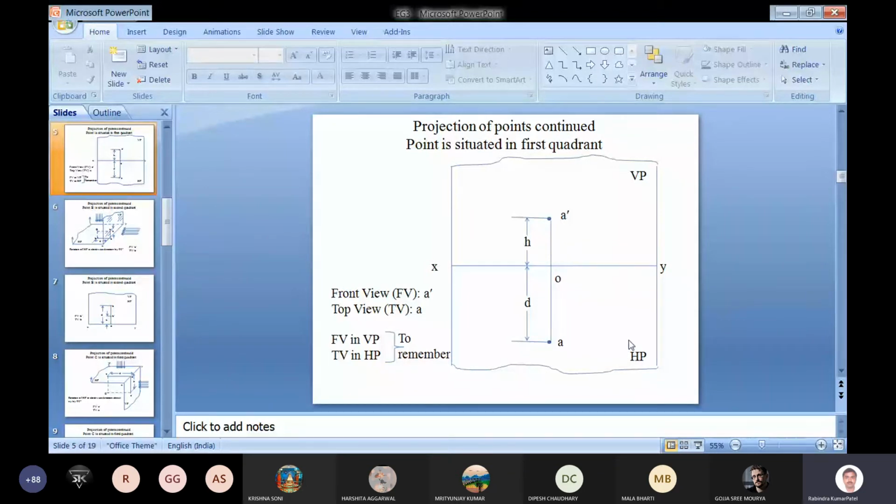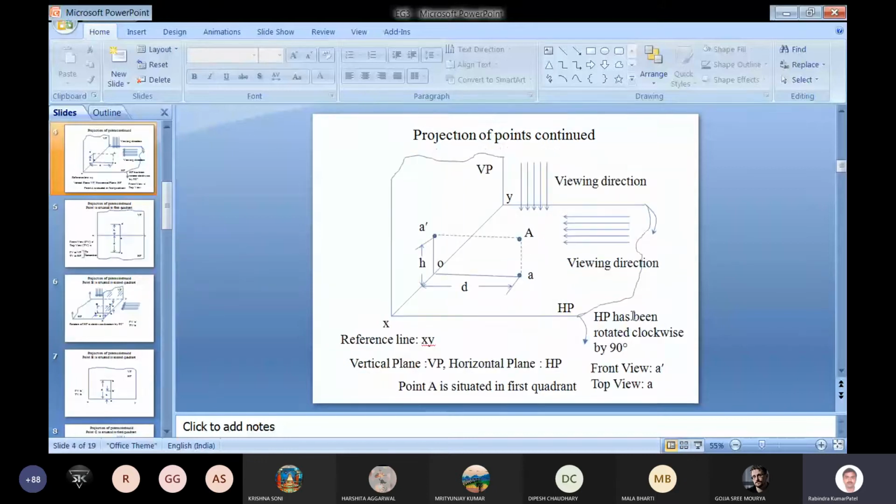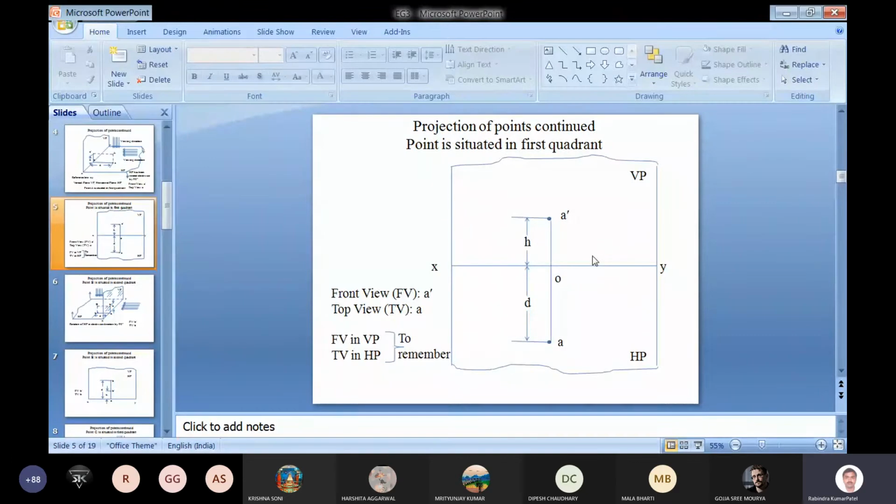So, in the practical class, you don't have to show this three-dimensional picture. You just have to show the projection like this. The details of the point will be given. So this is the case when the point is situated in the first quadrant. Let us see the point when it is situated in the second quadrant.